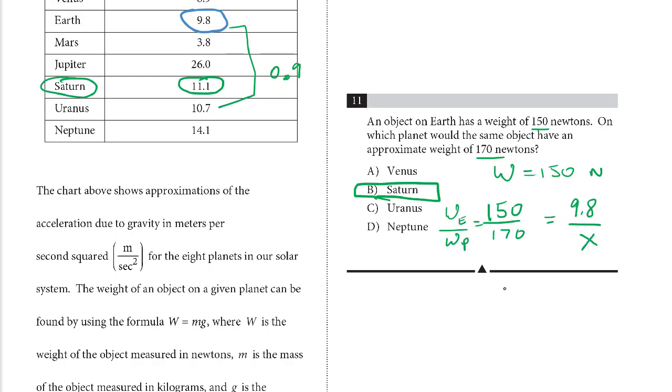So then we could cross multiply and solve. So we do 150 times x, cross multiplying there, equals 170 times 9.8 there. And then we could divide by 150 on both sides and solve for x. And we would ultimately get 11.1, the same answer. And we realize it must be Saturn.